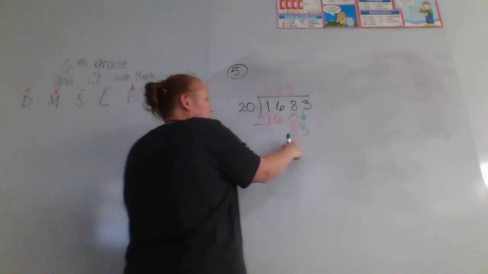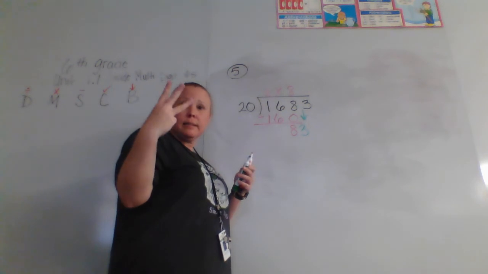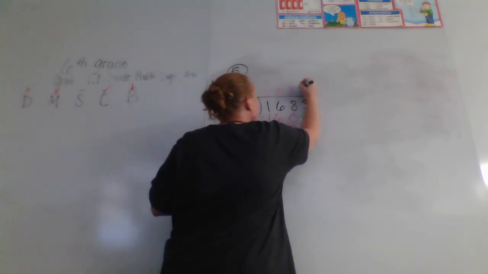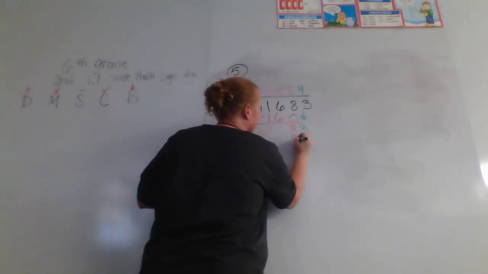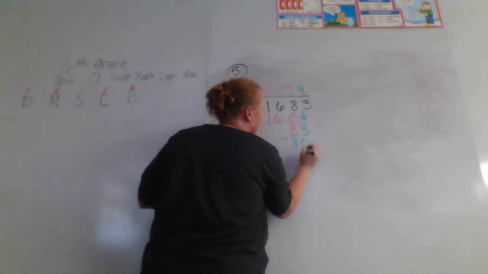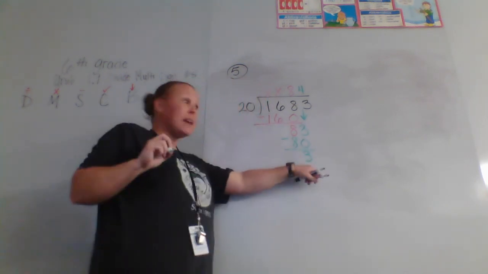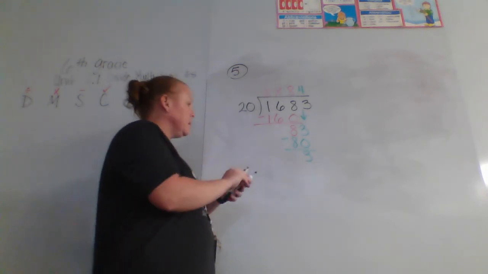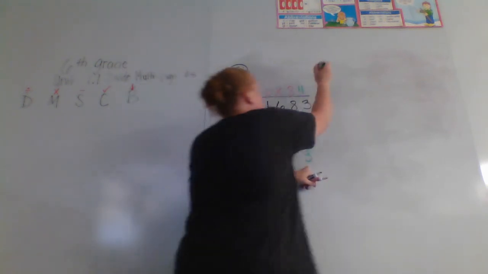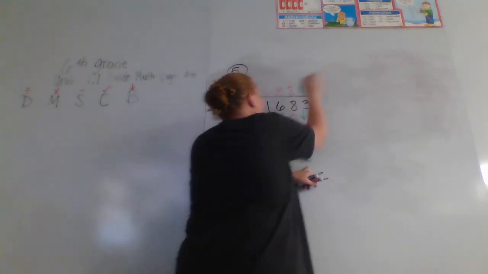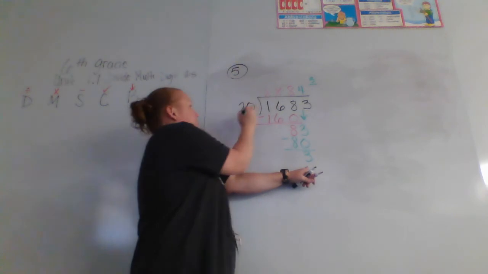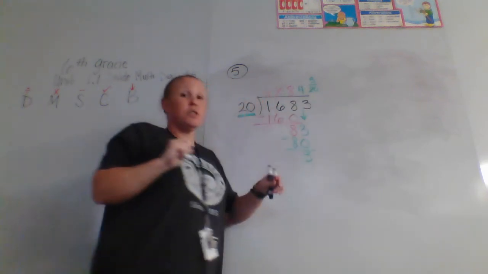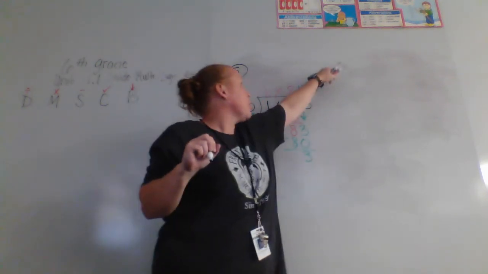So now I have 20 into 83. So 20, 40, 60, 80. If I do another one, that's 100. That's way too high. So it's only going to be the 4. 4 times 20 is 80. When I subtract, I get 3. So now that's my remainder, but it wants me to put my remainder in a fraction. So here's the really cool thing. Okay? When you have a remainder, that is your top number. And this number over here, that's your bottom number. So your answer is going to be 84 and 3 over 20.